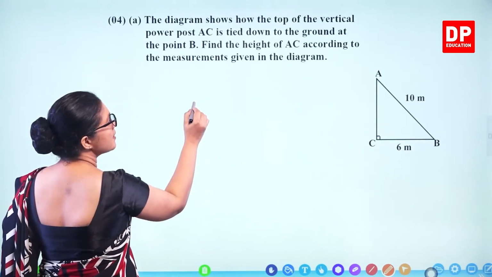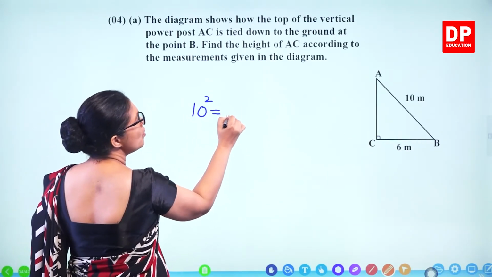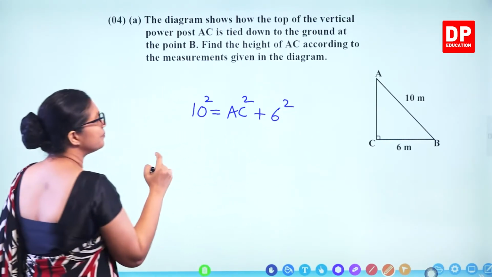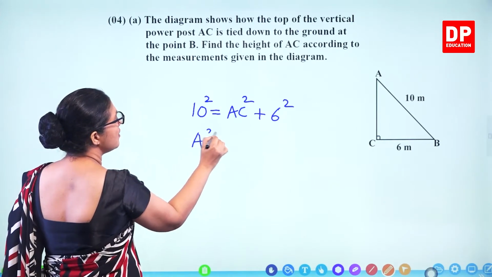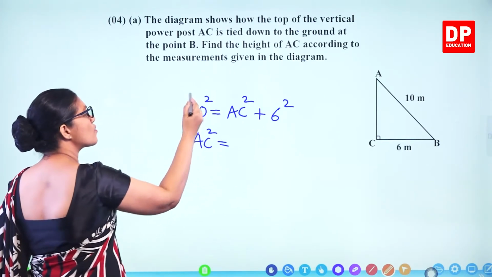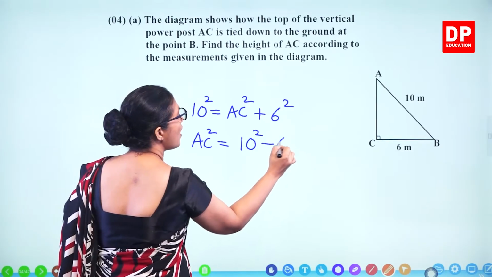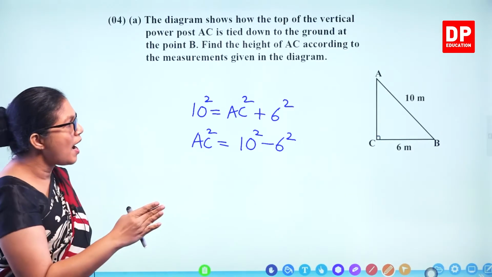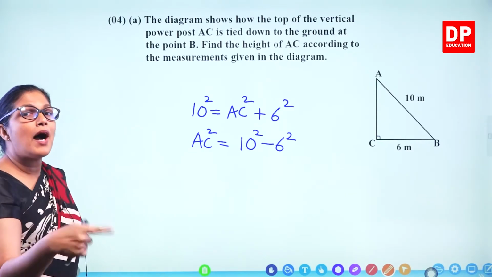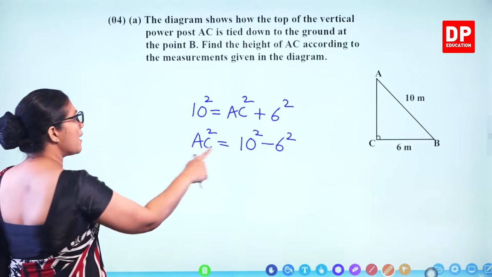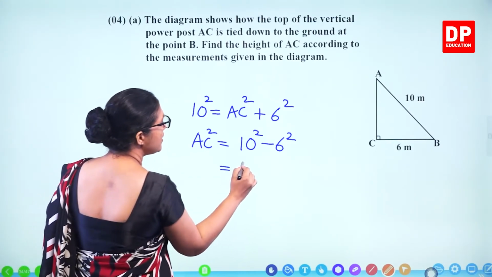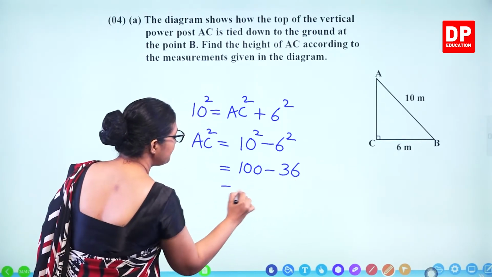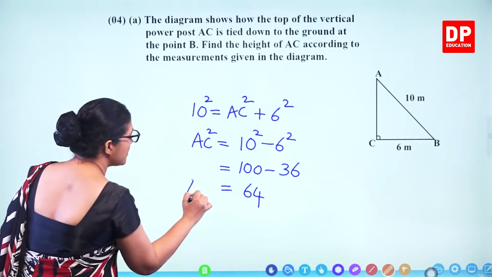So AB squared, that's 10 squared, is equal to AC squared plus 6 squared. So what is AC squared? You can take it the other way around: 10 squared minus 6 squared. You don't need to write this step if you know how to do it. If you know the hypotenuse, take that one minus the other side. So 10 squared, 10 times 10, 100. 6 times 6, 36. You get 64 as AC squared.